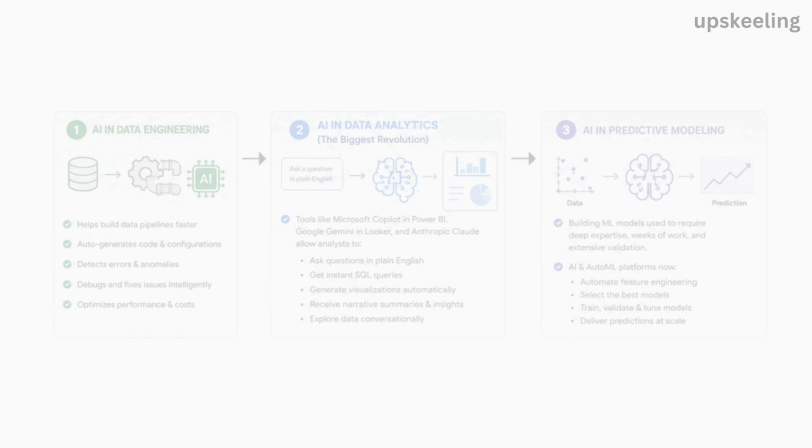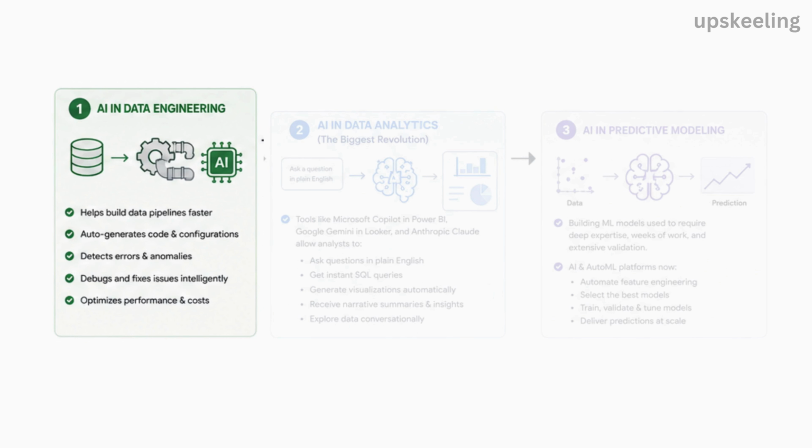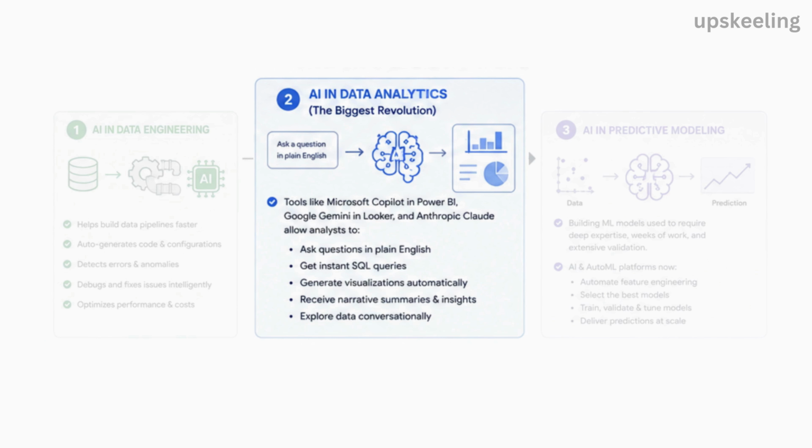Previously, it was data engineering. Now it is AI in data engineering. It is helping data engineers build the pipelines and do some debugging, and if there is an error, it is fixing it. Then AI in data analytics. This is where the revolution is. Tools like Microsoft Copilot in Power BI, Google Gemini in Looker, and Anthropic's Claude allow analysts to ask questions in plain English and receive instant SQL queries, visualizations, and narrative summaries.